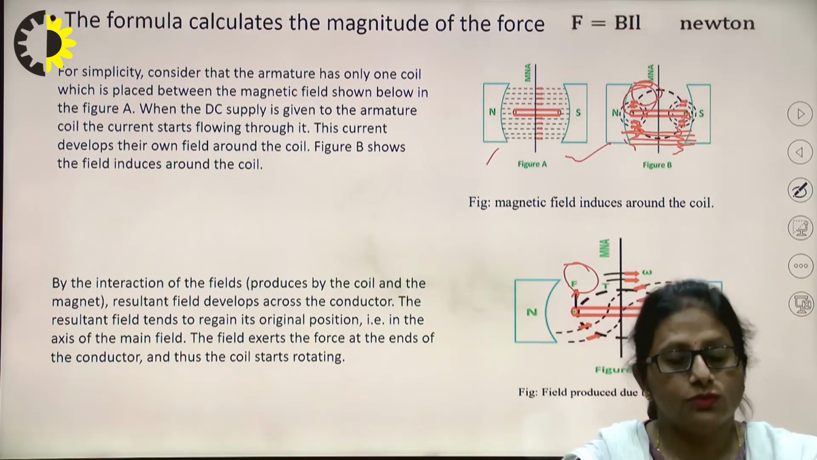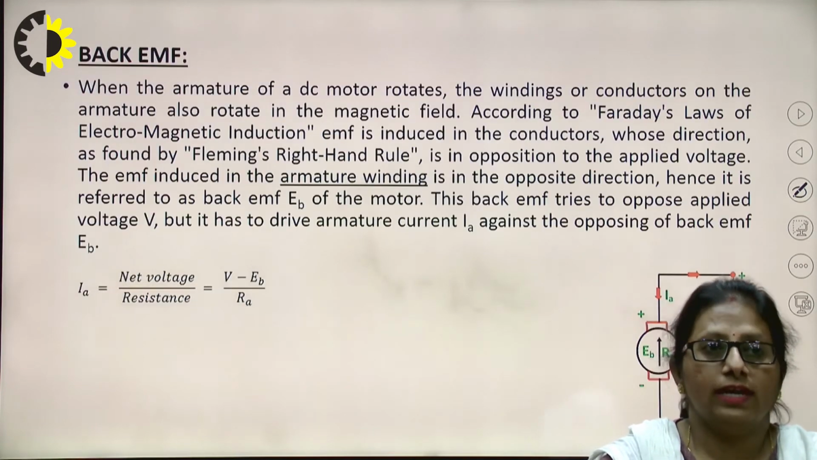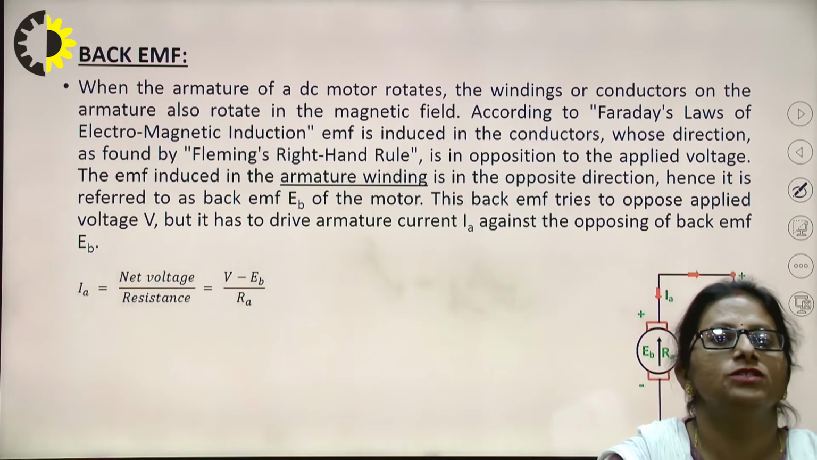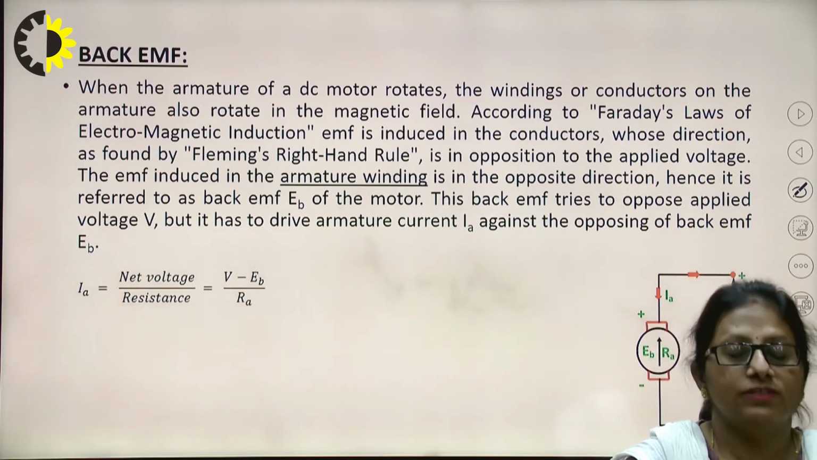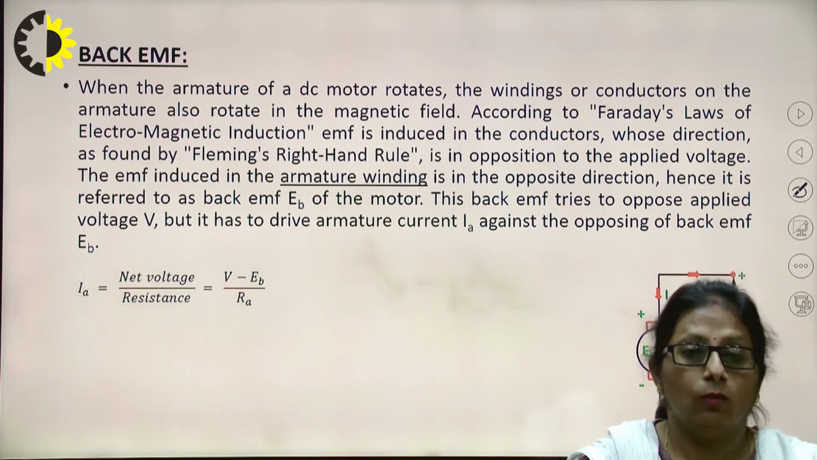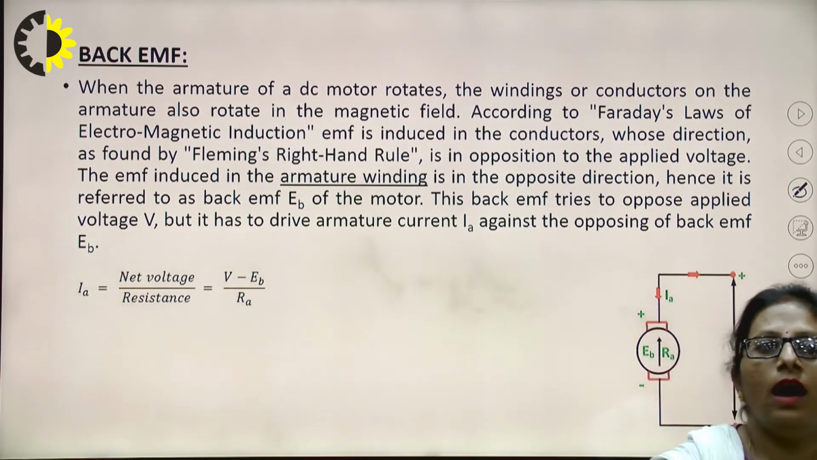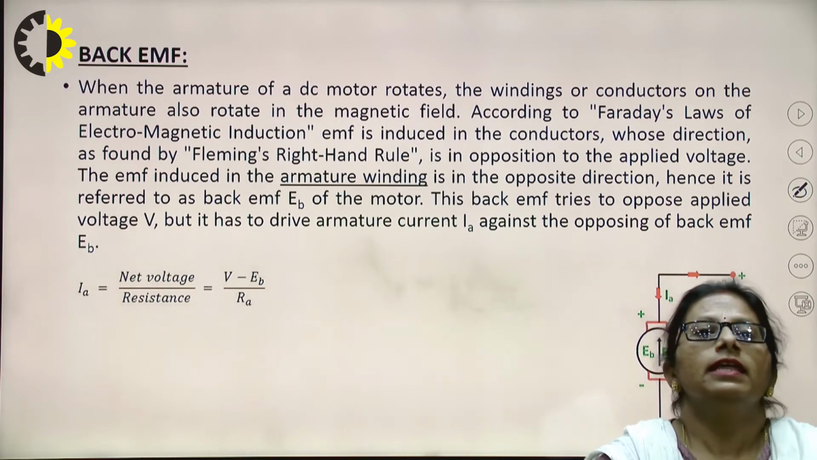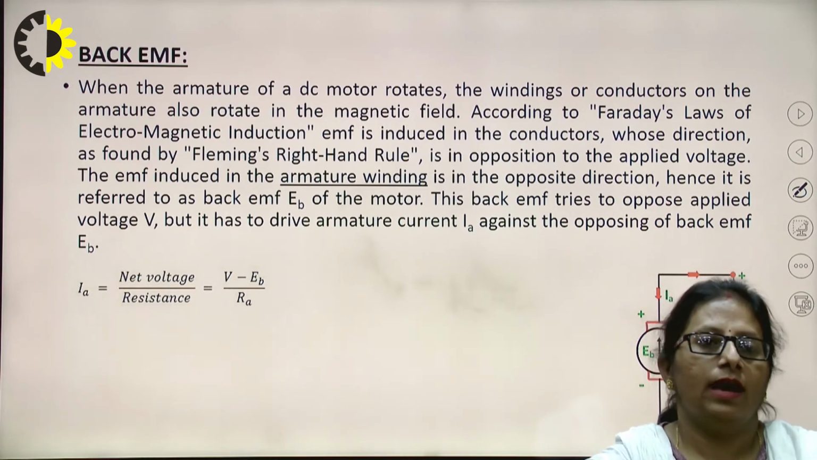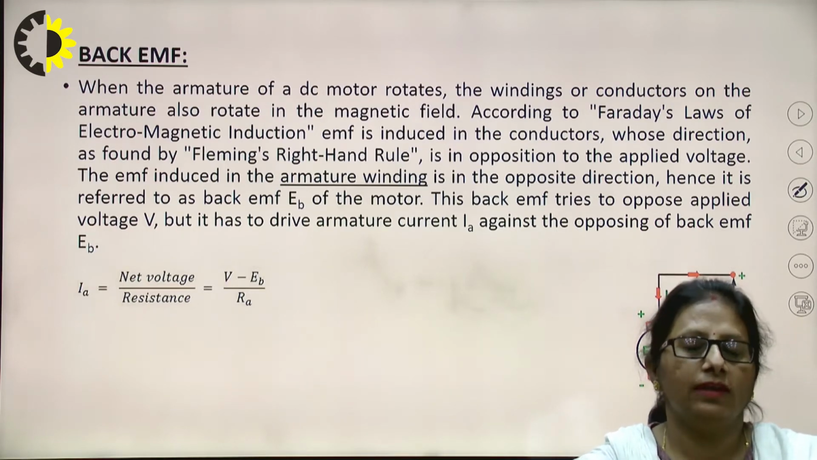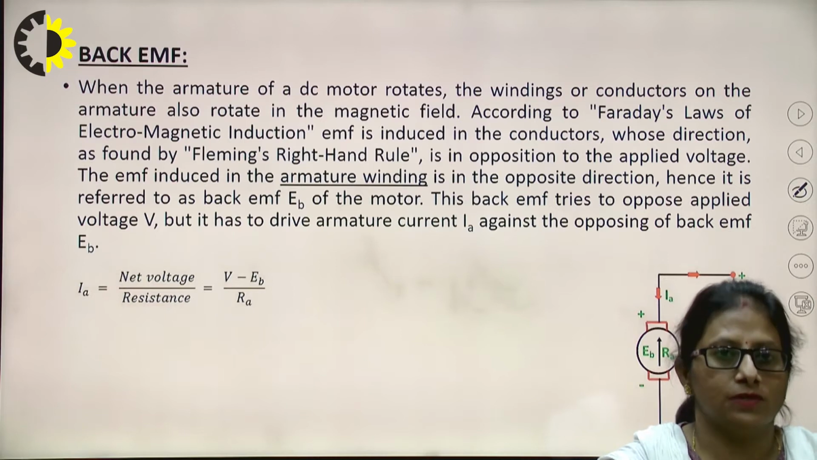Now, after the motoring action, especially in a DC motor, the motoring action is followed by a generating action, which results in a back EMF. Now, what is that? When the armature of the DC motor rotates, which we have seen in the earlier slide, the winding or the conductors on the armature also rotate in the magnetic field. The magnetic field is there. We have excited it. It is present, right?